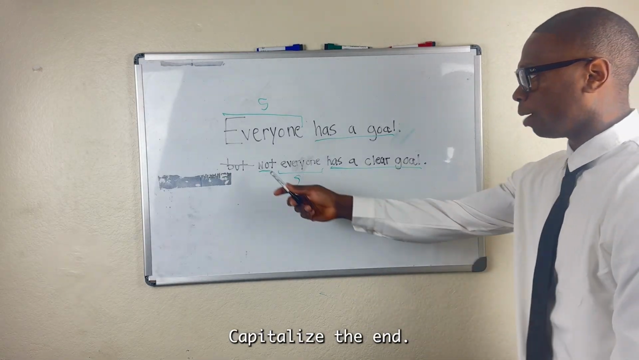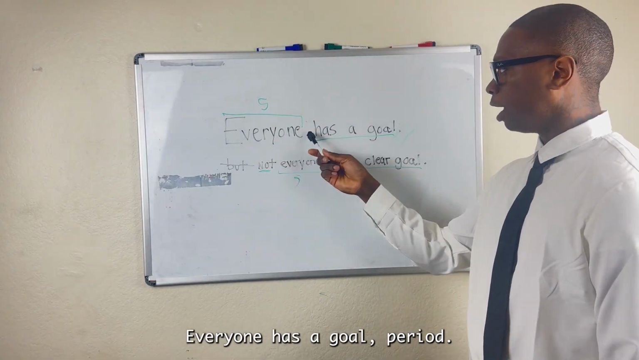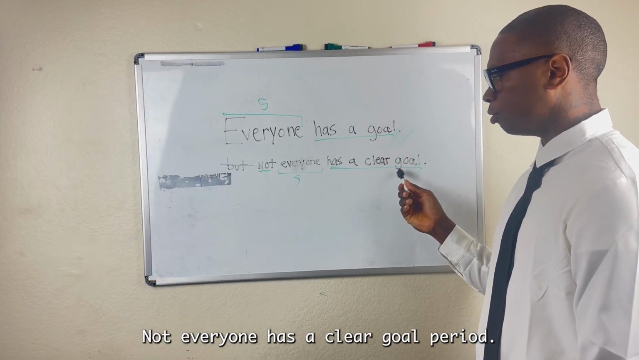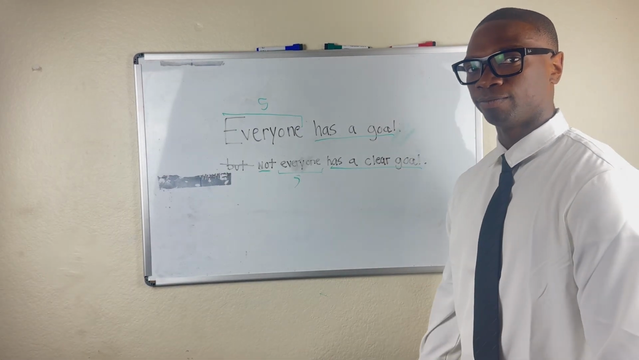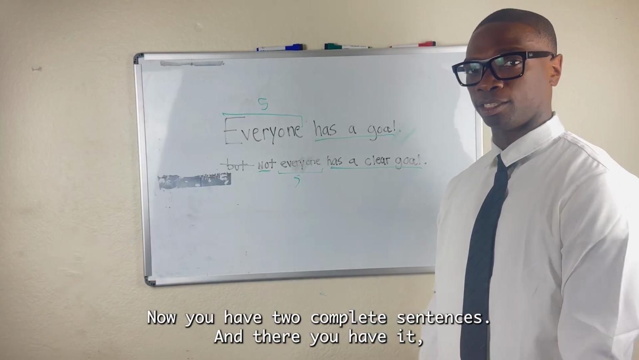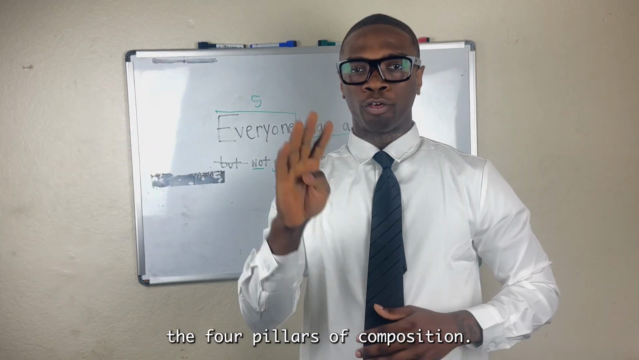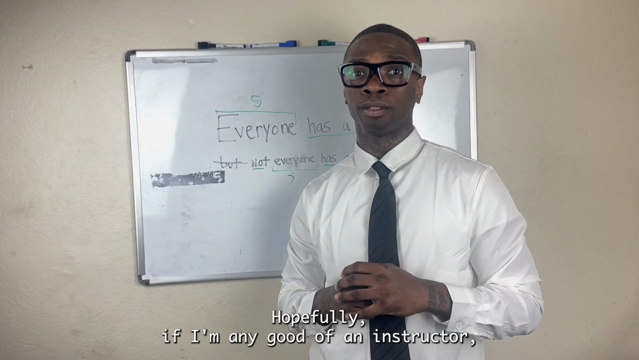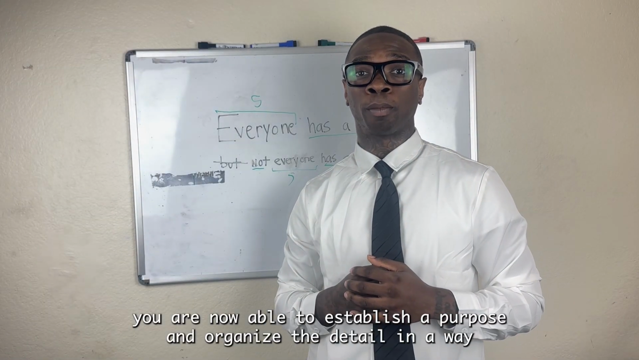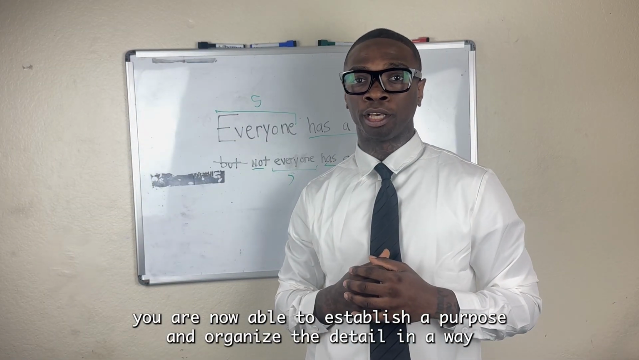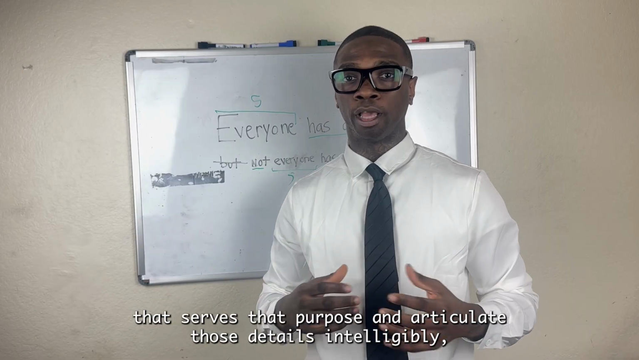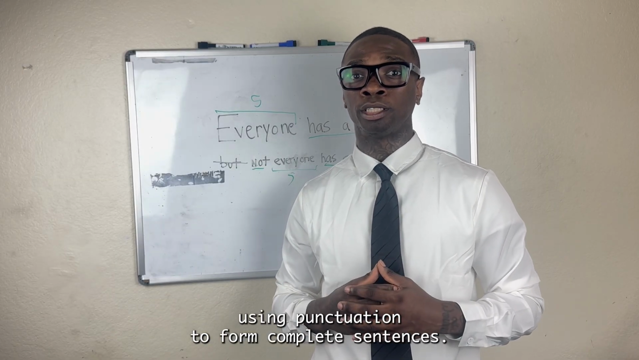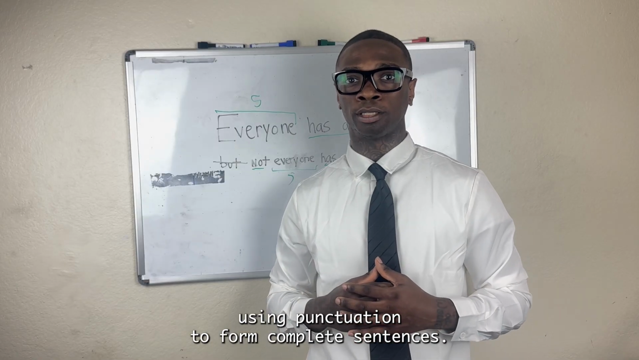Add a period, capitalize the N. Everyone has a goal, period. Not everyone has a clear goal, period. Now you have two complete sentences. And there you have it, the 4 pillars of composition. Hopefully, if I'm any good of an instructor, you are now able to establish a purpose and organize the detail in a way that serves that purpose and articulate those details intelligibly using punctuation to form complete sentences.